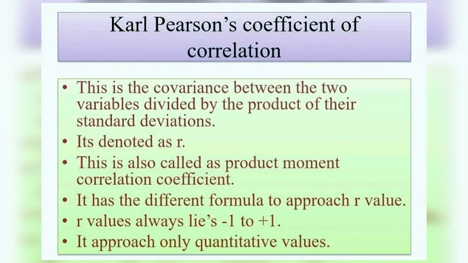Now, what is Karl Pearson's coefficient of correlation? In Karl Pearson's coefficient of correlation, the covariance between the two variables is divided by the product of their standard deviations, and it is denoted as R. This is also called the product moment correlation coefficient. In Karl Pearson's coefficient of correlation, we have different formulas to find the R value. And the R value always lies between -1 and +1.